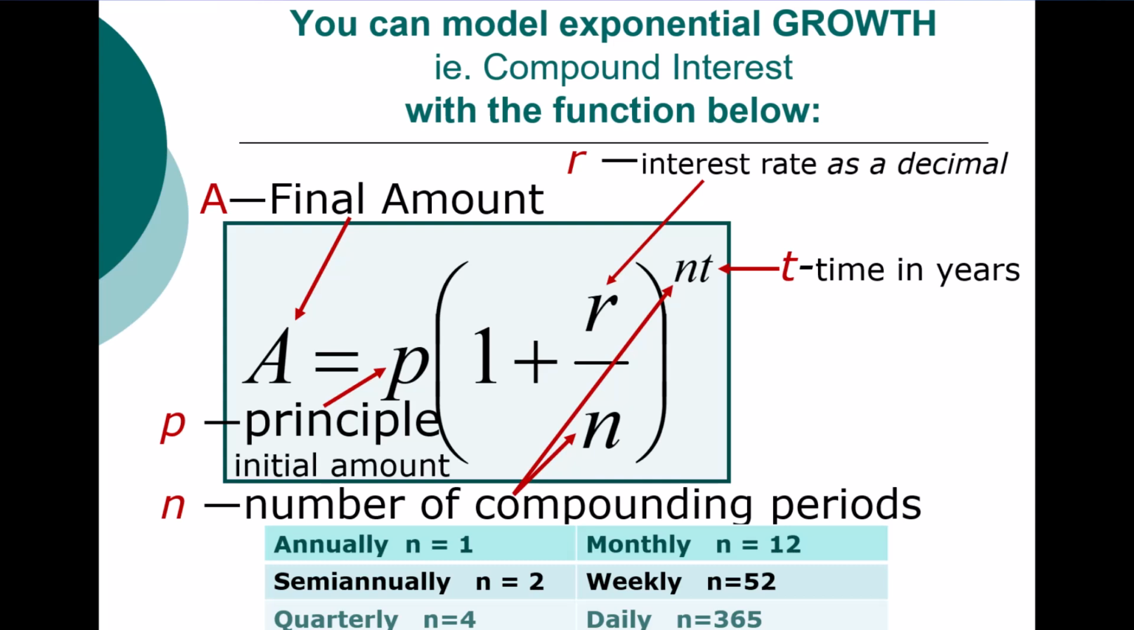So let's look at this table. If we say annually in our word problem, N is 1. Monthly, N is 12. Semi-annually, we're breaking a year into two pieces, so N is equal to 2. If we're talking about weekly, we have 52 weeks in a year, so N is 52. Quarterly, N is 4. Daily, N is 365 because we have 365 days in a year.